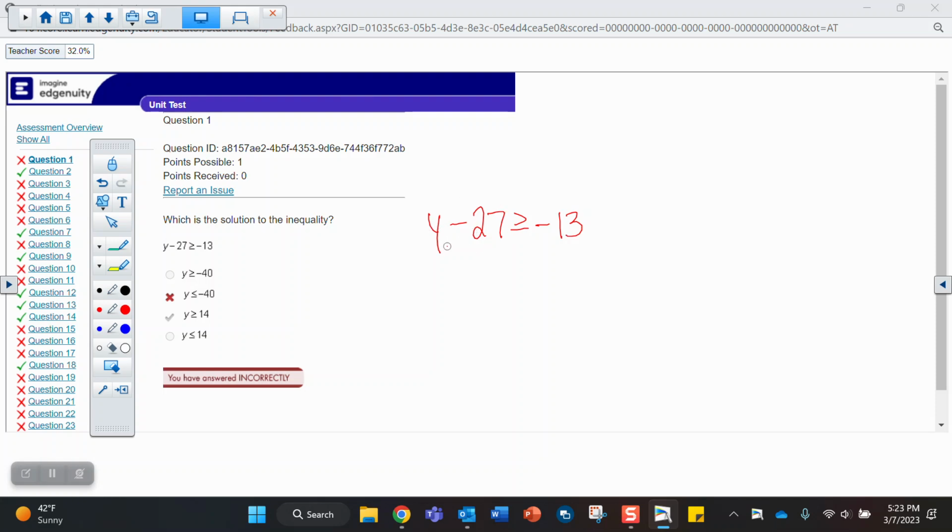So I'm trying to get the variable by itself. I see subtraction, so I have to undo subtraction with addition. And when I add negative 13 and 27, I get positive 14. So y is greater than or equal to 14.